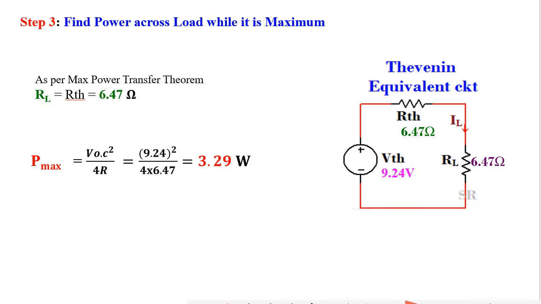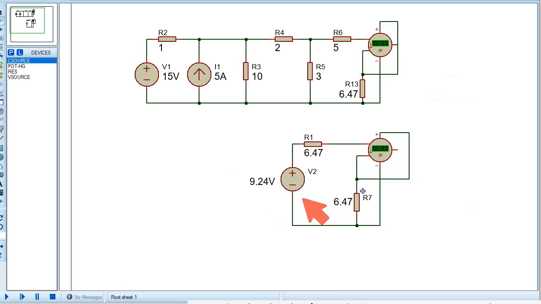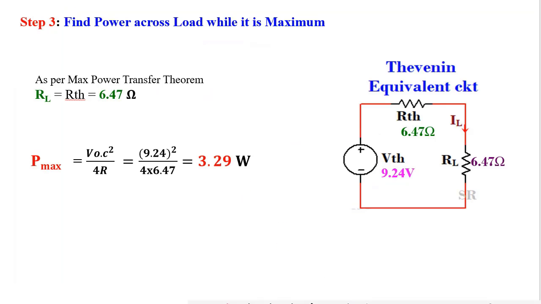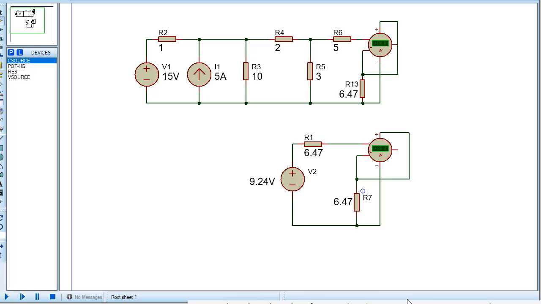Now checking whether my calculation is okay or not. In the equivalent circuit I have used 9.24 volt, and 6.47 ohm as Thevenin resistance. The load resistance is the same, 6.47. In the main circuit also I have used load resistance 6.47 ohm. Now if power at load in the main circuit and power at load in the equivalent circuit are the same, with the value 3.29 watt, then it will be confirmed that my calculation is perfect.